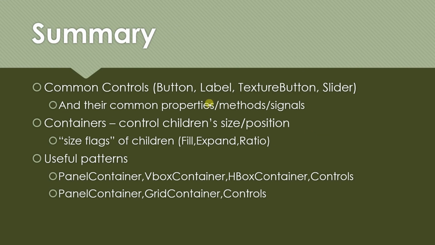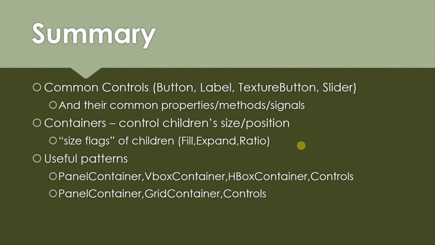All right, so we went over some commonly used controls, in particular buttons, labels, texture buttons, and sliders. We also went over some of their commonly used properties, methods, and signals. And you have this slide as a reference if you need it. We also covered containers, right? Containers control children's size and position. But the size flags of the children, so fill, expand, stretch ratio, kind of hint to the container how it should be sized in a way.